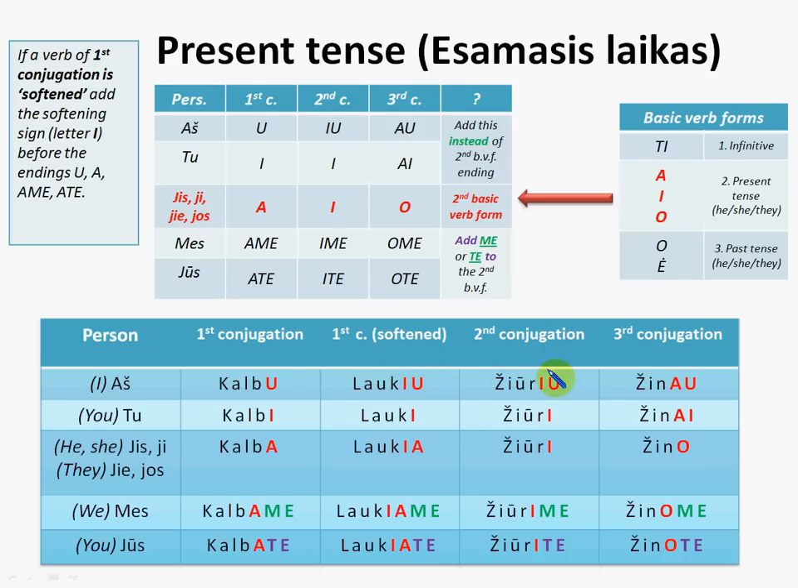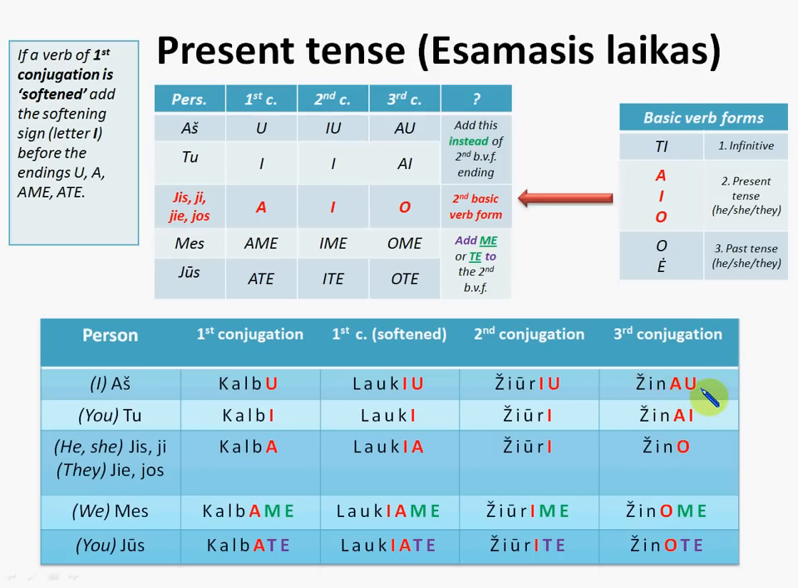Now the second conjugation. Aš žiūriu. It means I'm looking or I look. Aš žiūriu. Tu žiūri. Jis, ji žiūri. Jie, jos žiūri. Mes žiūrime. Jūs žiūrite. The third conjugation, when the basic verb form ends in o.